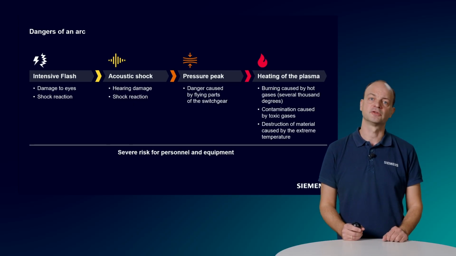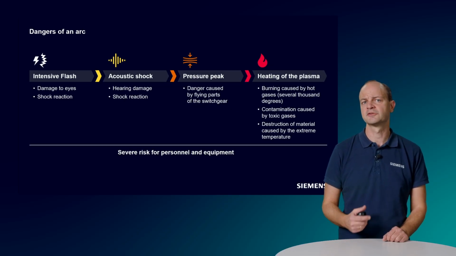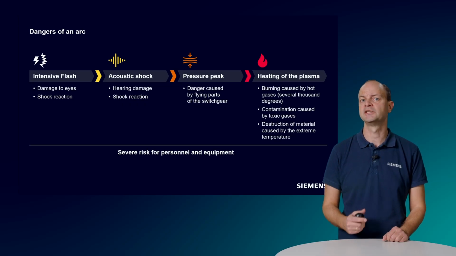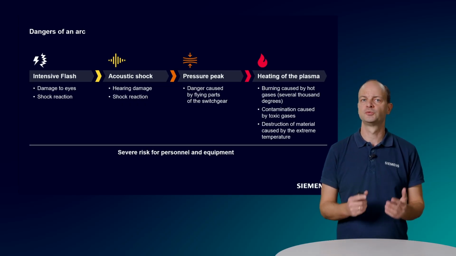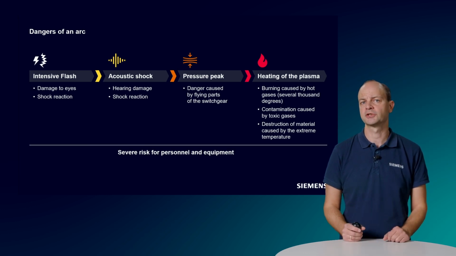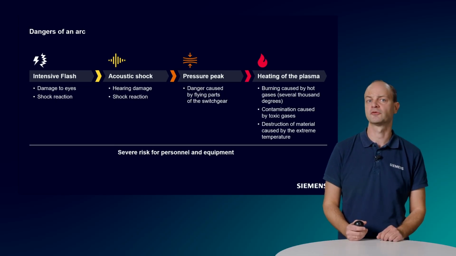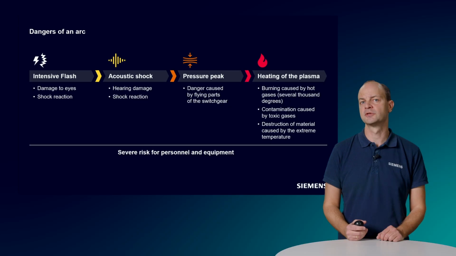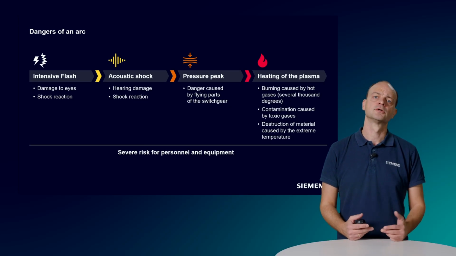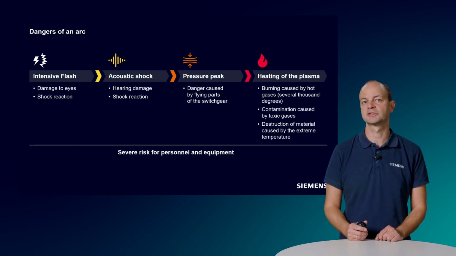And the consequences of an arc flash are severe, not only to the equipment. The intensive flash can damage the eyes and lead to a shock reaction. The extreme sound can lead to hearing damage. The enormous pressure can lead to flying parts of the switchgear. And finally, the extreme heat of the plasma can lead to severe burning and the contamination of toxic gases. So besides the destruction of the material that can lead to outages, it's a serious hazard to operating personnel as well.